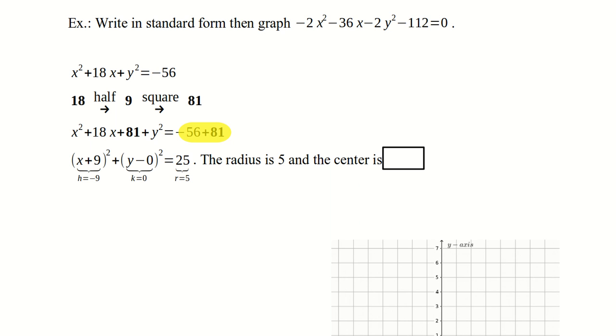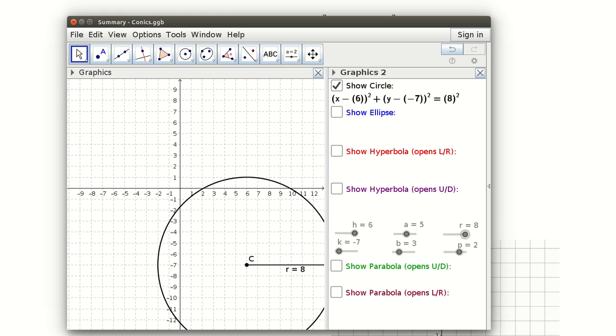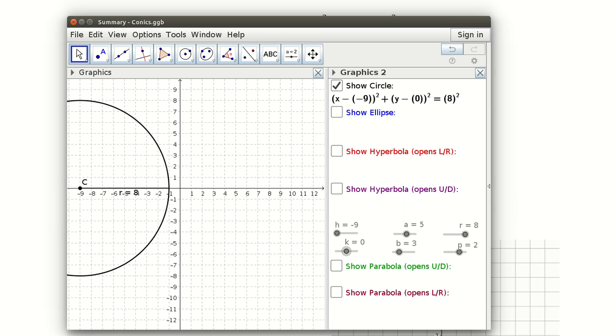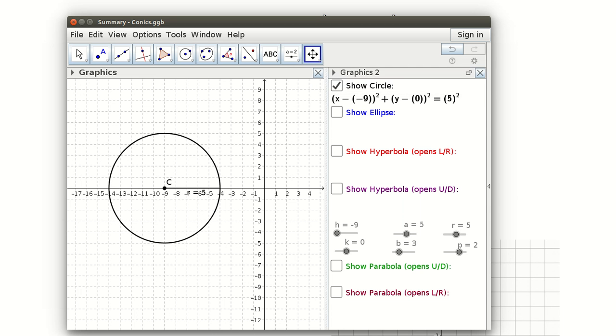So now we've got all the information that we need to graph this. We've got the center and the radius. The center is negative 9, 0, and the radius is 5. So our radius is 5, our center is negative 9, 0, so let's put that in. H equals negative 9, so there's negative 9, k equals 0, and our radius is 5. That's a little bit off the screen. We could drag over and look at it a little bit nicer. So there is our circle.